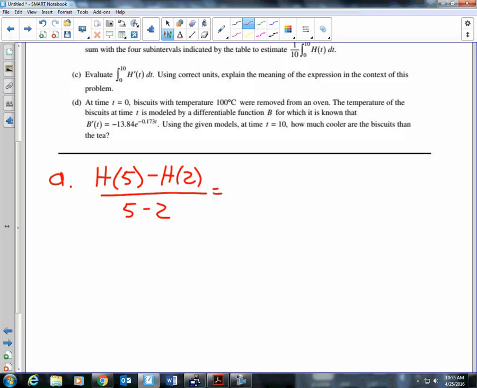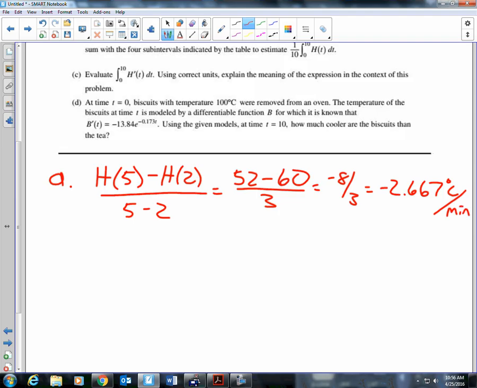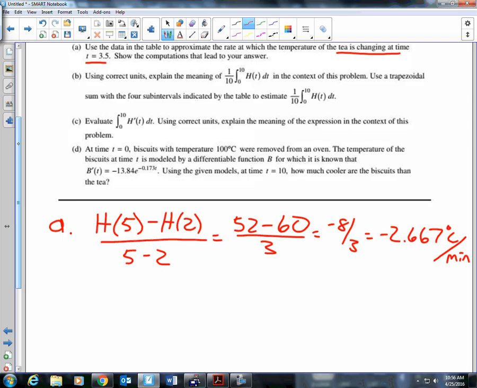What is h of 5? 52 minus 60, divided by 3. And we get negative 8 over 3, which is negative 2.667 what? Degrees Celsius per minute. It says show the computations that lead to your answer. We show the computations. We'll look at how this is scored in a second. I forgot to write down the scoring.